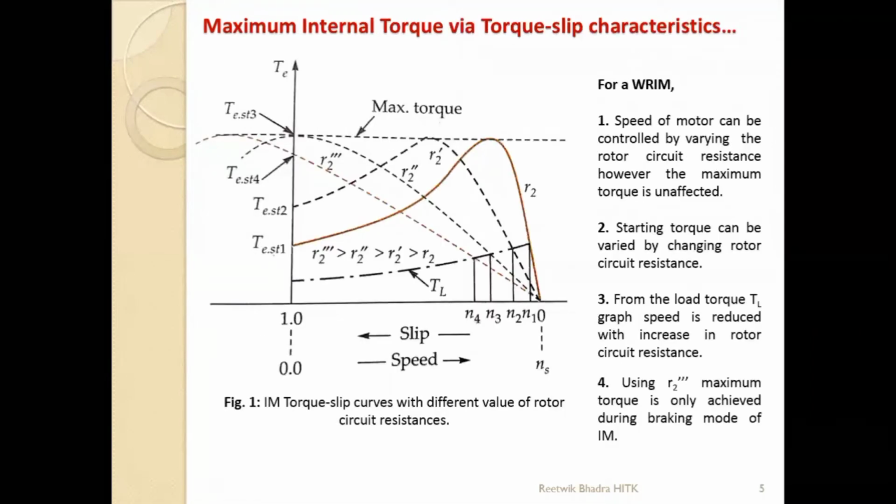Now in your torque slip characteristics, how it is affected. This is a load torque which we are taking. Slip is 0 at this point, right? And goes to 1 in this point. And if you remember, if you are asked torque slip characteristics, then slip is at 0 at this point and 1 at this point, like last day we have studied.